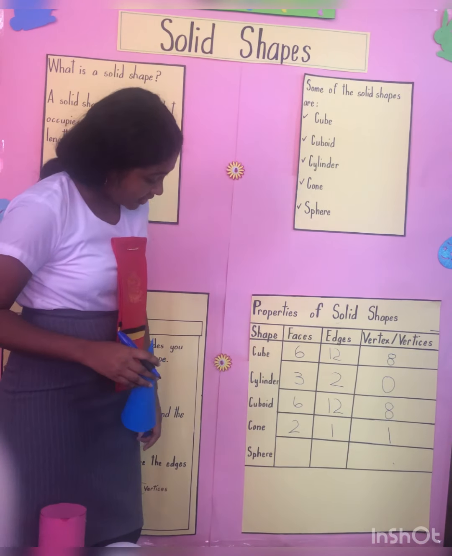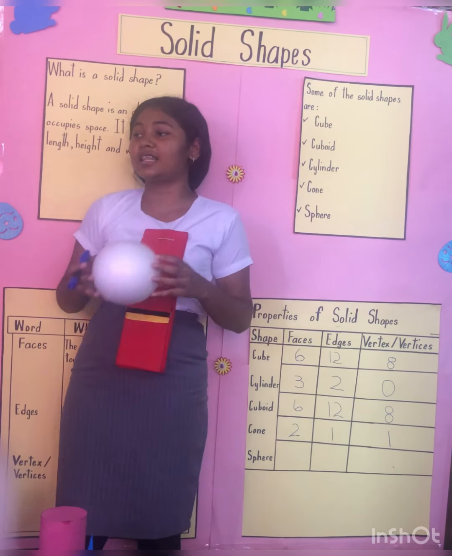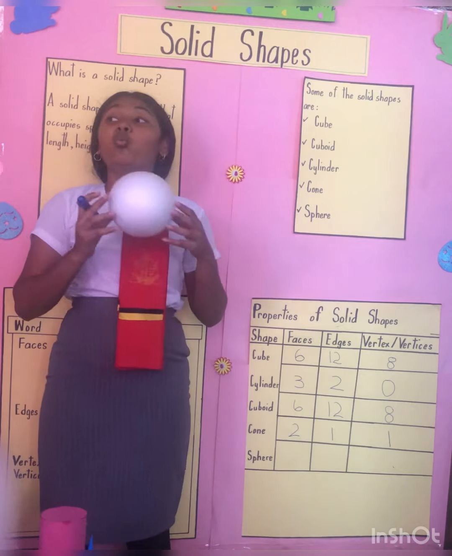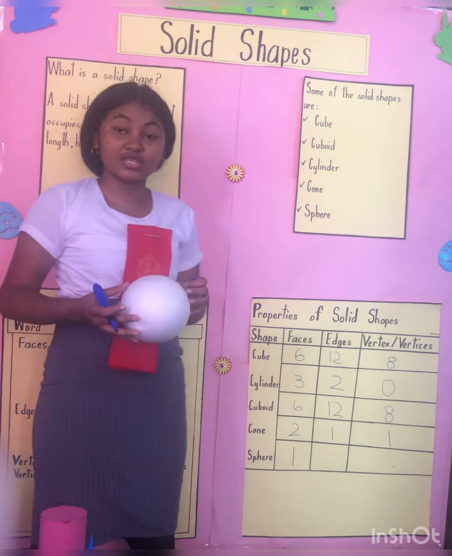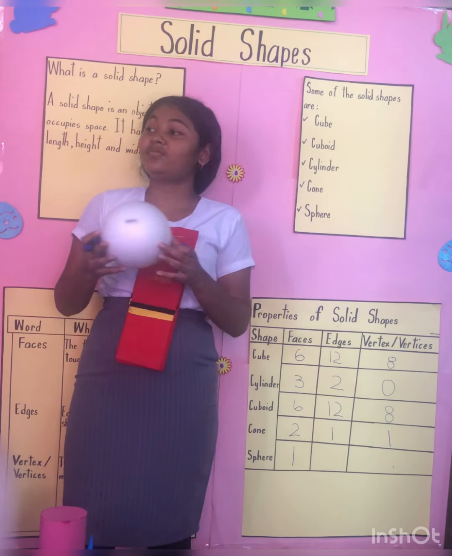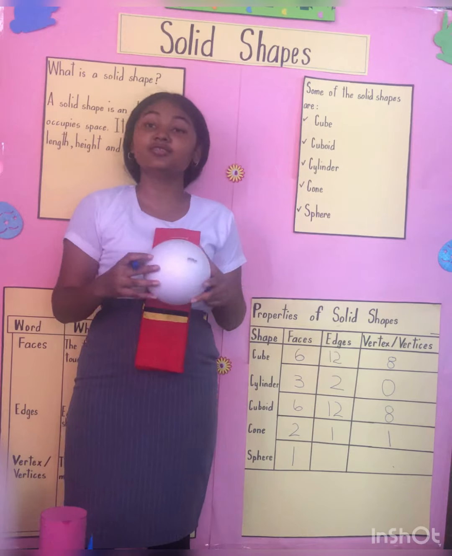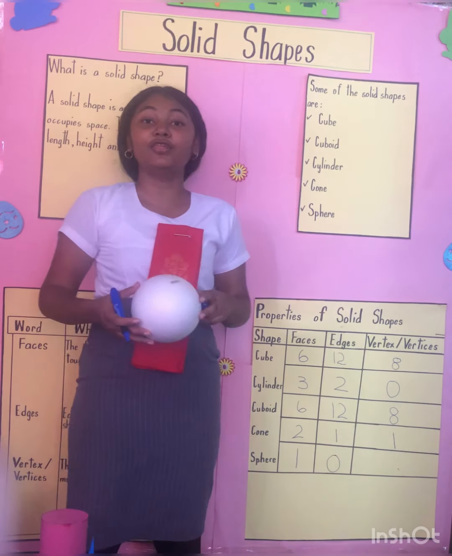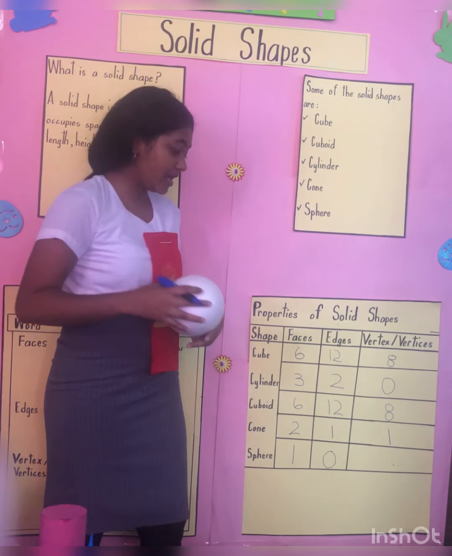Now let us move on to our sphere. How many faces do you think this sphere has, class? 1, that is correct. How about the number of edges? Did you find any edges on this sphere? No, it has no edges. How about the number of vertices? Did you find any? No, so that would be 0.